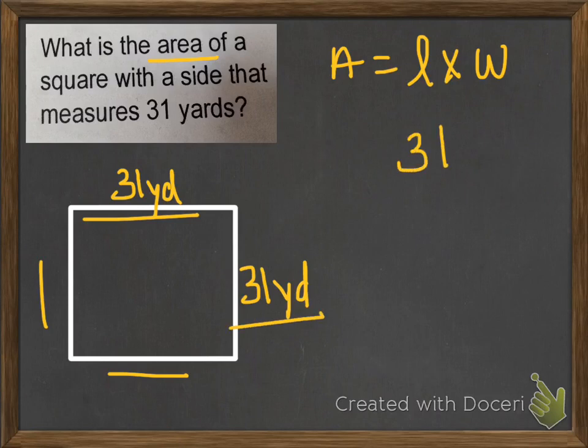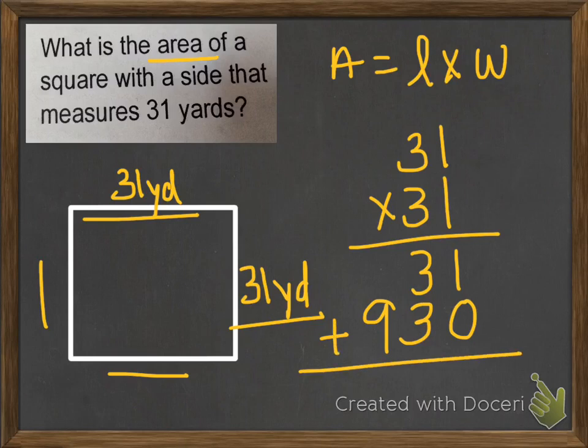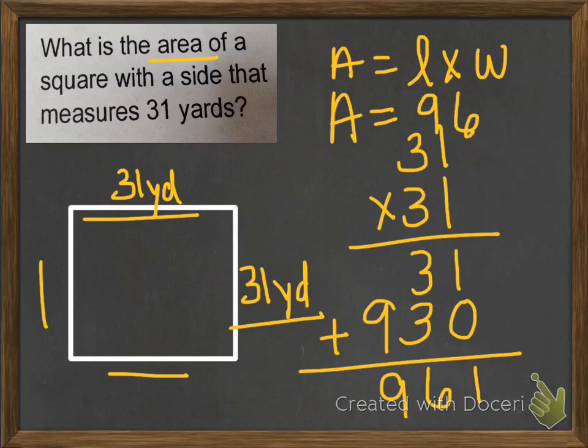So 31 times 31. 1 times 1 is 1. 1 times 3 is 3. Okay, done with that one. Now I'm going to start multiplying with this, but first I drop a 0. 3 times 1 is 3. 3 times 3 is 9. And then I add. 1 plus 0 is 1. 3 plus 3 is 6. And then 9. So the area is equal to 961 square yards.